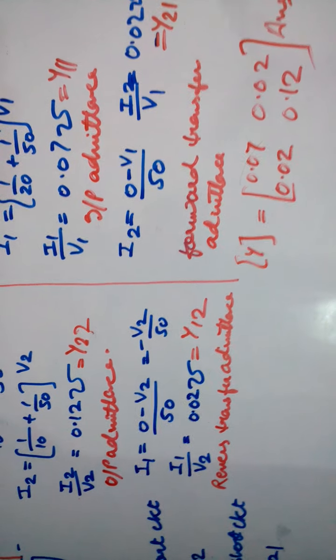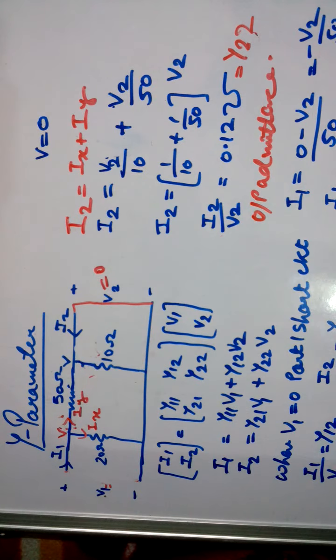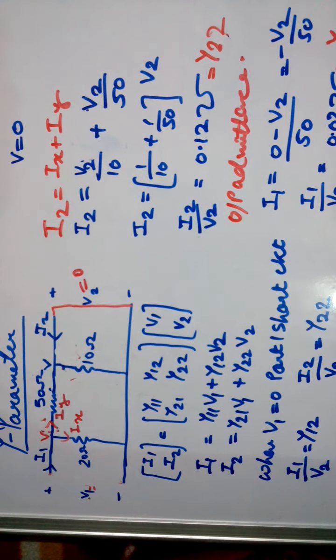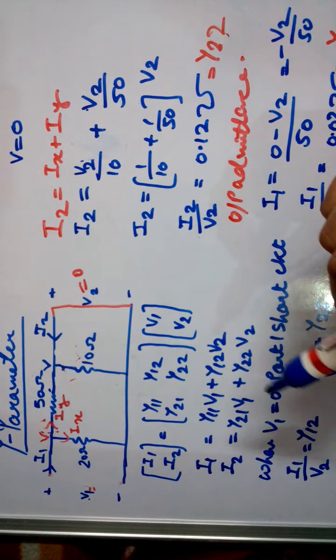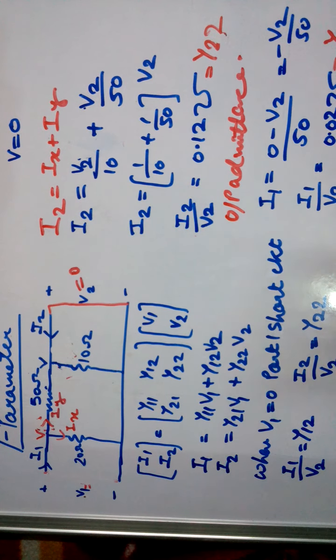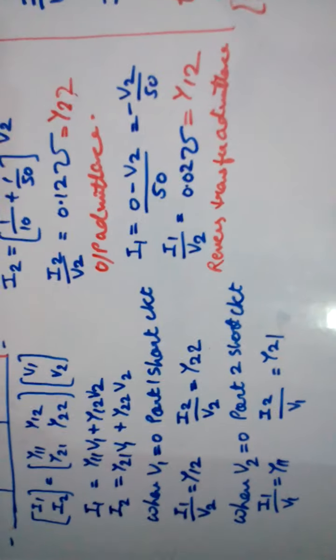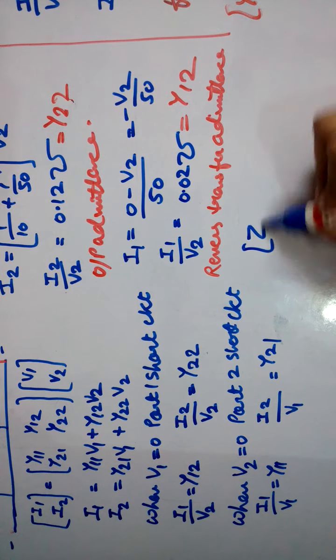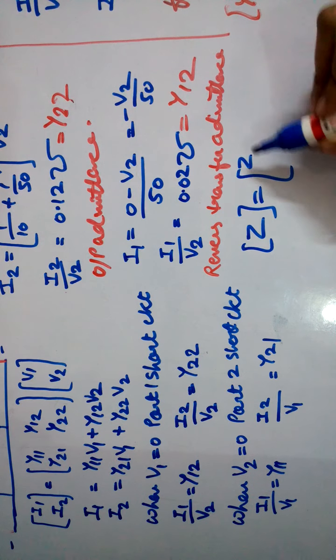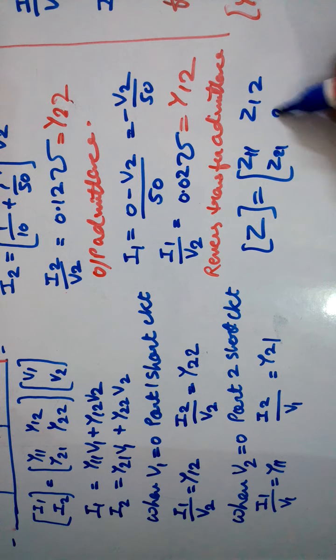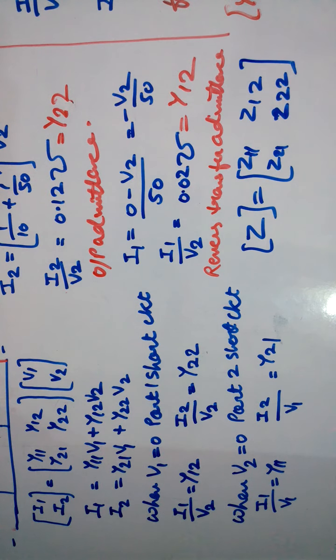Now let's see the short trick. Suppose in your exam the examiner asks you to find the Y parameter and the Z parameter of the circuit. Now you need a long calculation for this. First you find the Z parameter of this circuit and then you find the Y parameter. Suppose you find the Z parameter, let your answer be Z11, Z12, Z21 and Z22. This is your Z parameter.